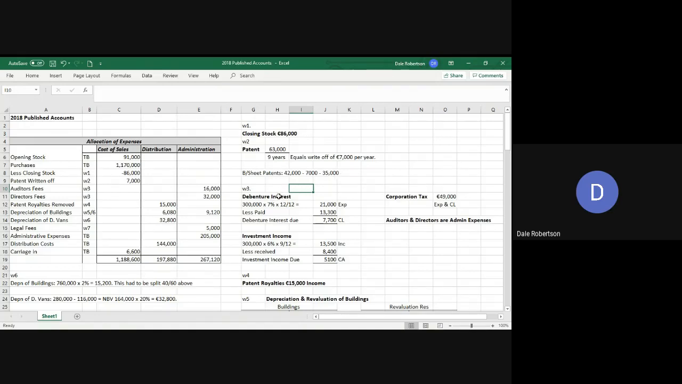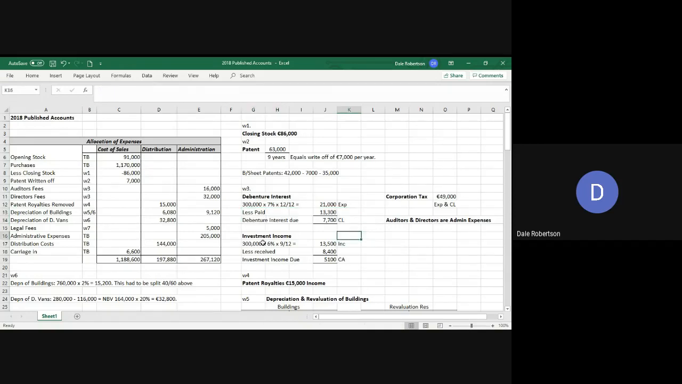So when we do our debenture interest, just like we would do at final accounts, we work out the rate of interest and the loan, which is 7% of 300,000. Now there's no months here, and we have it for the full 12 months. So therefore the expense is 21,000. We don't put that into our allocation of expenses because debenture interest has its own place in the published profit and loss account. You take away how much is paid, and you'll find out that there is an amount due, and that amount due is a current liability. It will go in as a creditor in the current liabilities.